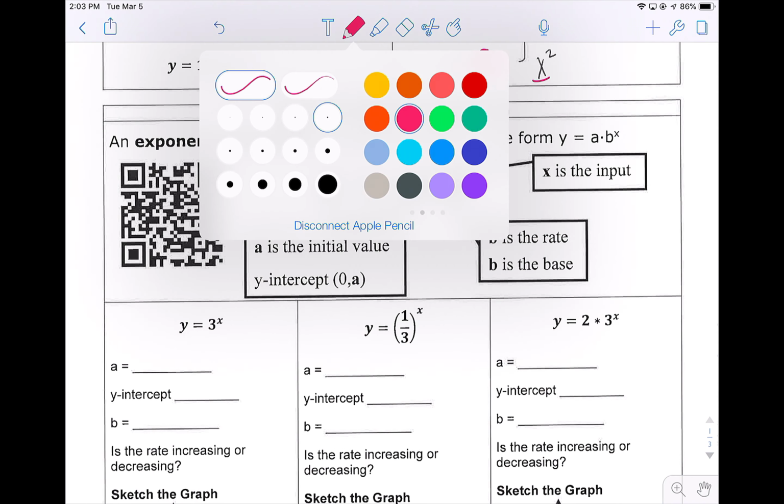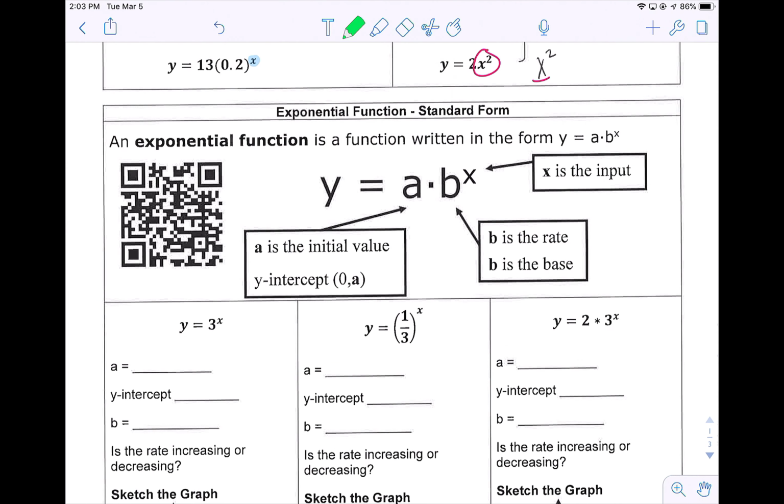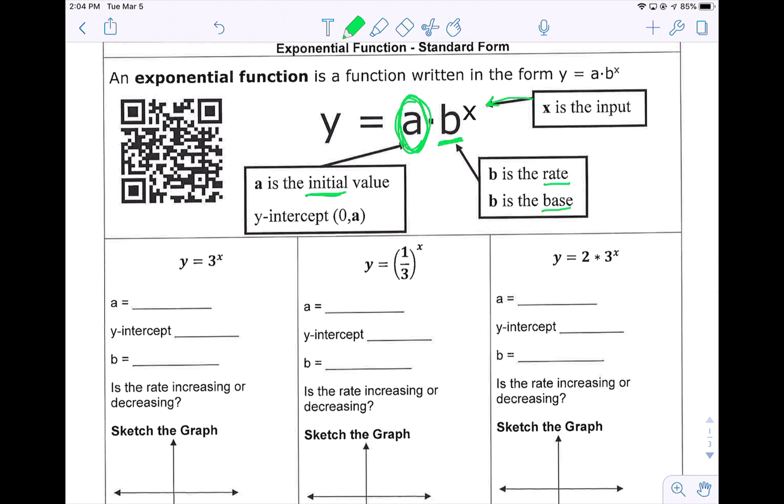So exponential functions in standard form look like so, where we have a times b to the x, and this is not on your formula chart. There is nothing about exponential functions on your formula chart. So a, right here, the first number is your initial or starting value. It's also your y-intercept. So ironically, this a in your exponential is like b in linear. And then b is your base and also your rate, and x is your input. So we're going to look at these different pieces.